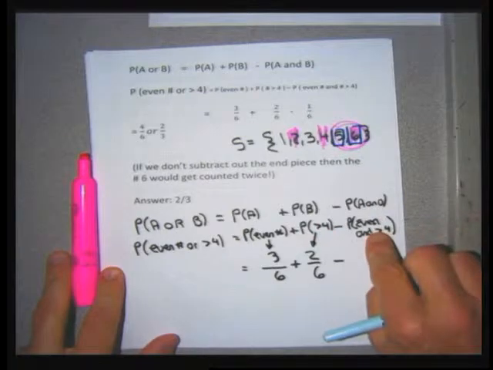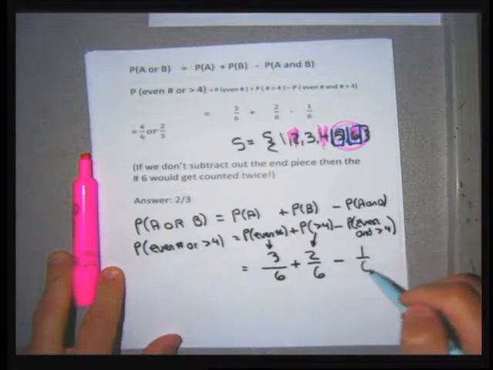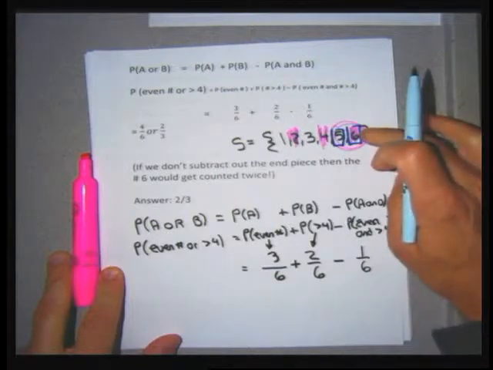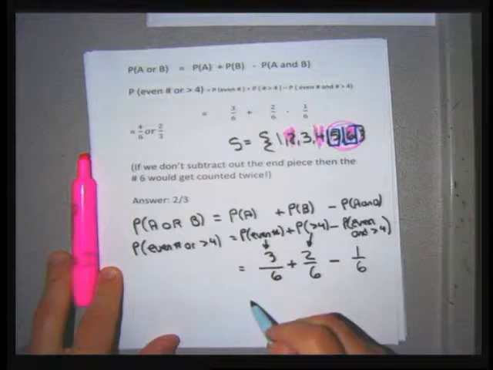So the probability of A and B happening together would be 1 in 6, because there's one number that's both even and greater than 4. If I do this computation, it'll give me the answer to the problem.